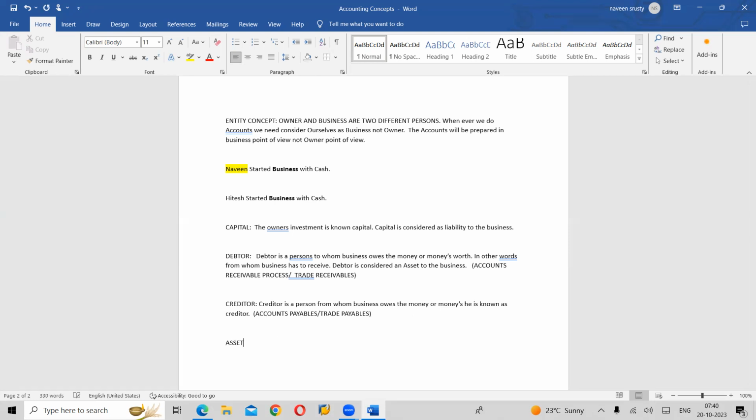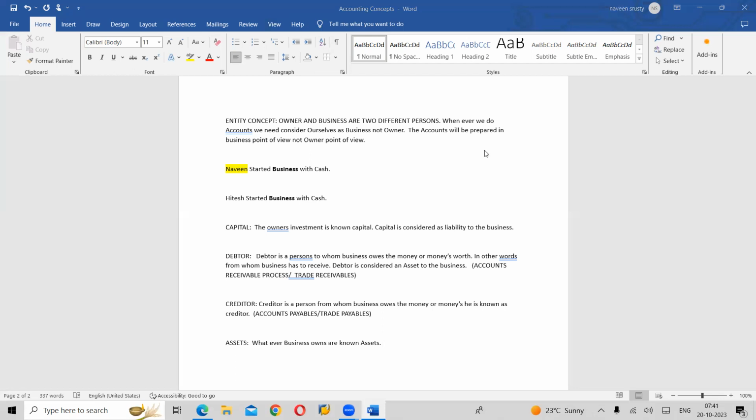Asset. What do you mean by an asset? Whatever the business owns. In the sense, whatever the business is having, properties or whatever you call. Whatever the business owns is known as assets. Understood? In simple words, I'm taking one word: whatever the business owns is considered as assets, right?